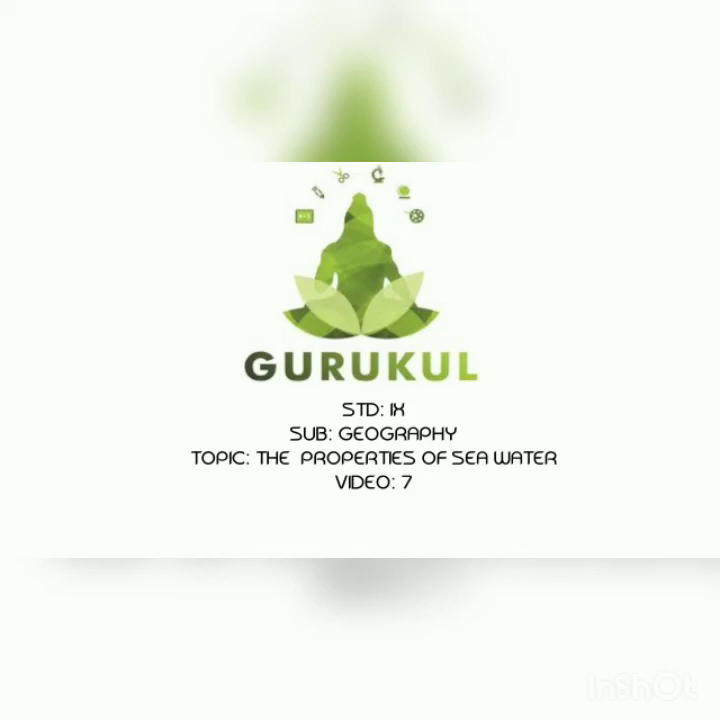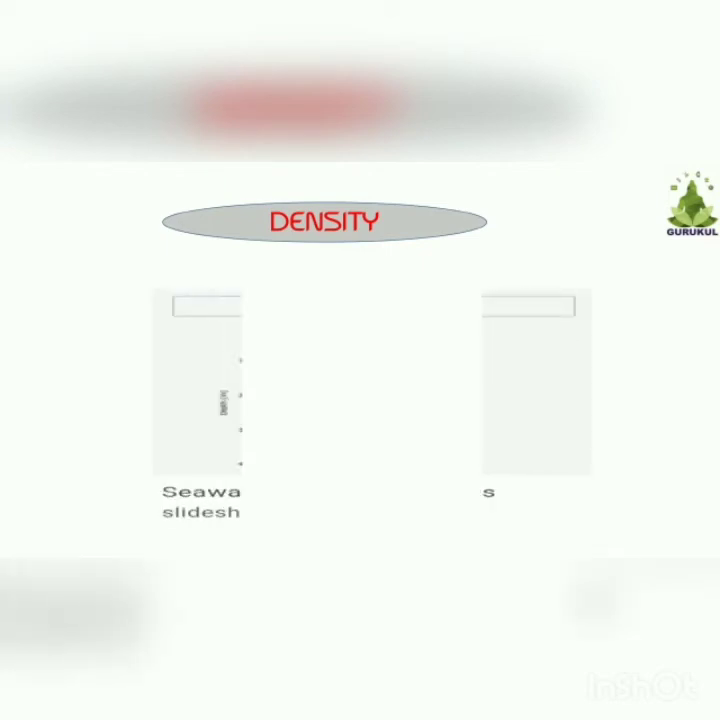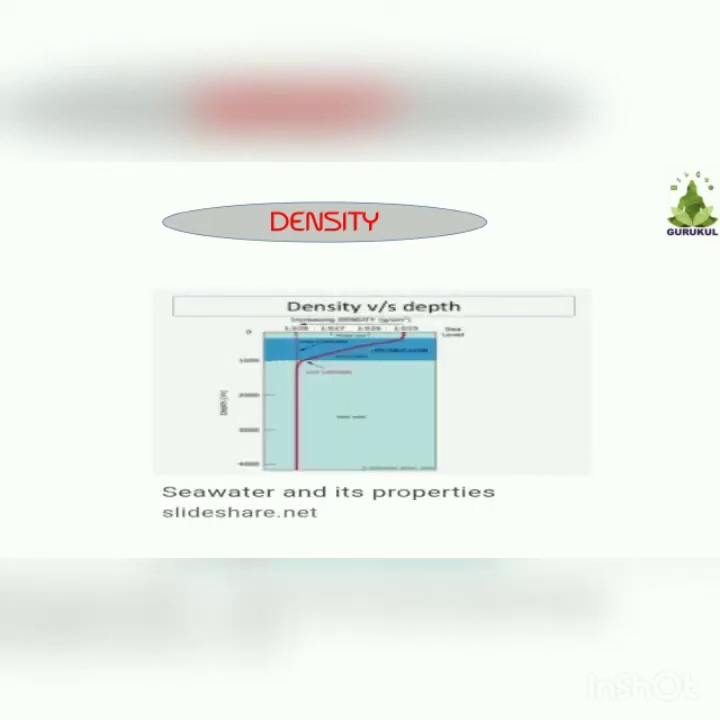Now, children, we are towards the end of Geography Chapter 6, that is, Properties of Sea Water. Children, in the last video, we have discussed in detail about the density. In this video, we'll be dealing with the Dead Sea.